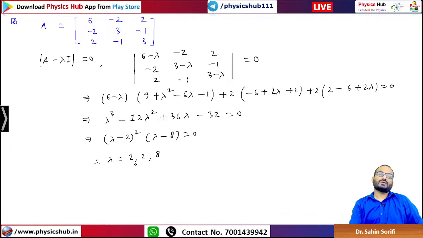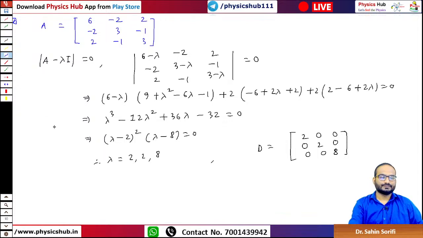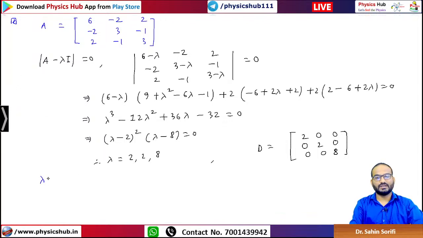So you see these two eigenvalues are the same. Still, ultimately you will get the diagonalized matrix in this form: 2, 2, 8. Let's verify this. What you have to do is find the eigenvector corresponding to lambda equals 2. Let's say A x1 equals lambda 1 x1, where lambda 1 equals 2.